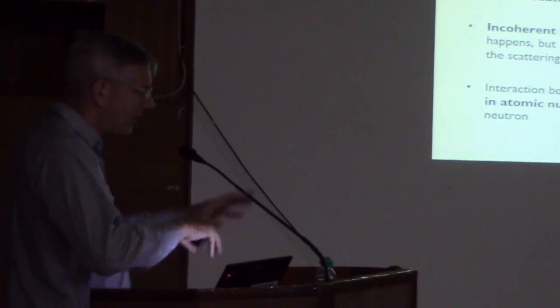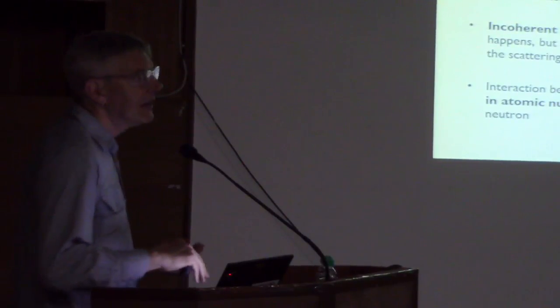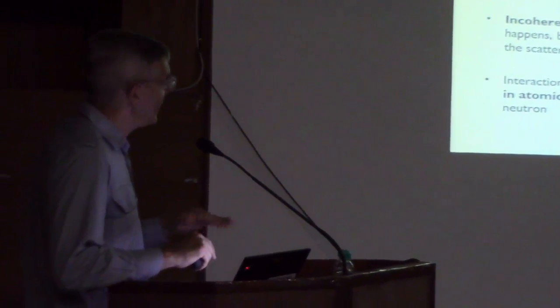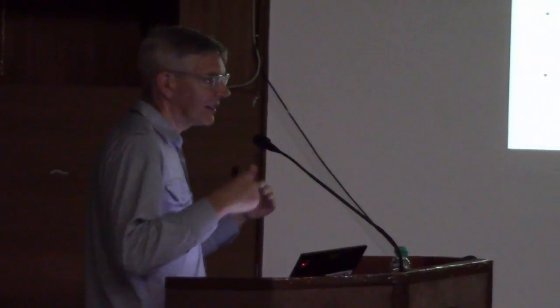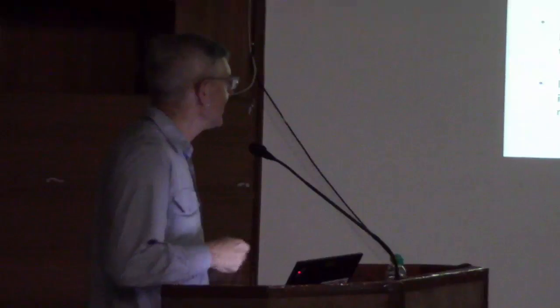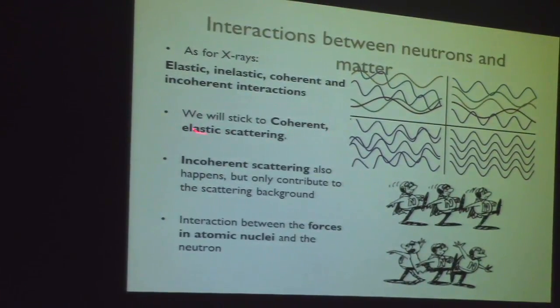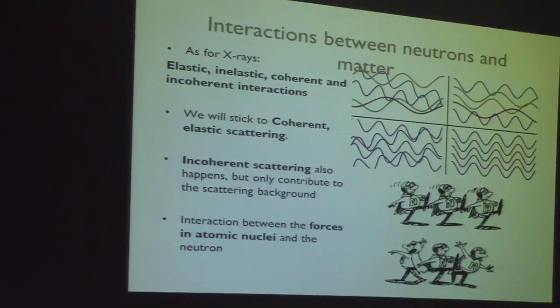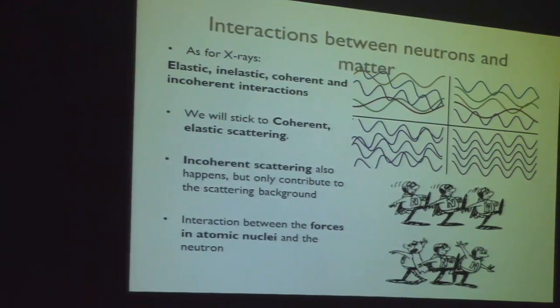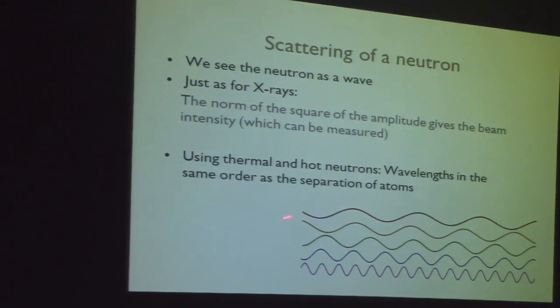And if you have a solid made up of a mixture of these different isotopes, which you typically do, then you'll get this incoherent background because you won't get perfect destructive interference happening between scattering from this isotope and that isotope. You don't have to understand it in detail, but the coherent scattering is the part we're interested in. There's also an incoherent scattering. And the rest of it is basically the same. The norm of the square of the amplitude gives the beam intensity. That's the same as for X-rays.